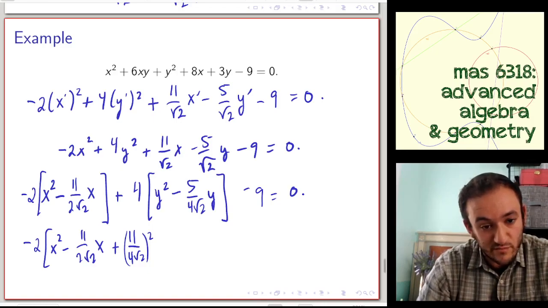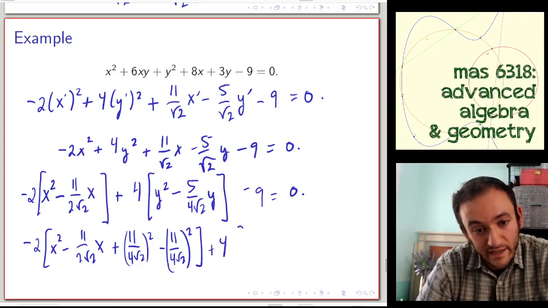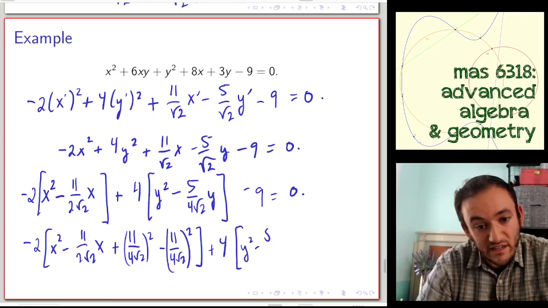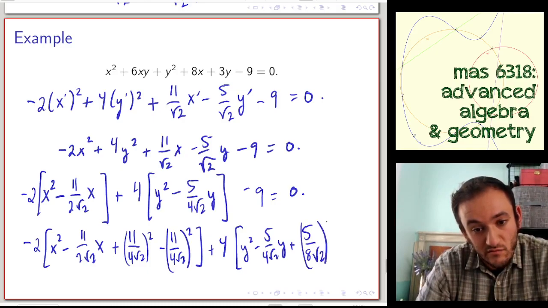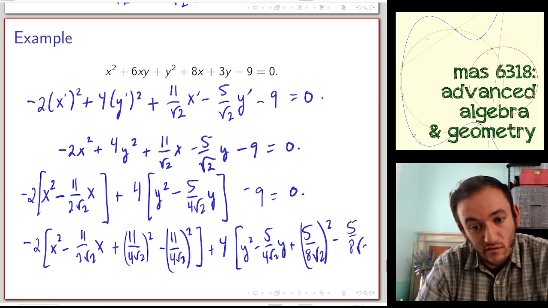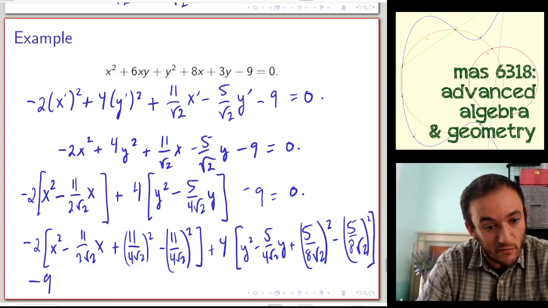So we also want to subtract the same amount. Okay, and the same deal goes for y. So we have 4y squared minus 5 over 4 root 2 y plus half that squared, so it's 5 over 8 root 2 squared. And then we'll subtract the same. Okay, and still get minus 9 equals 0.